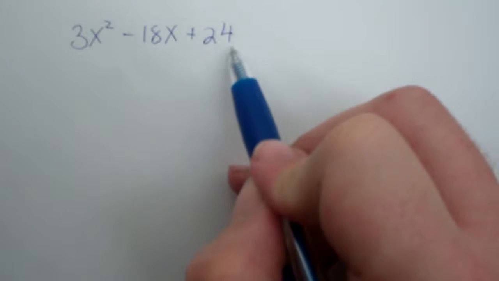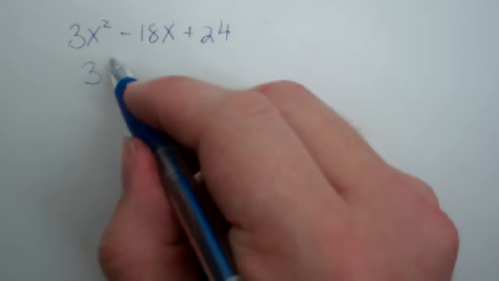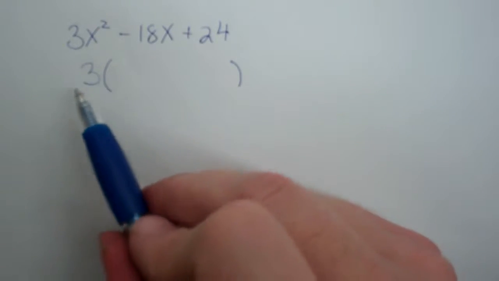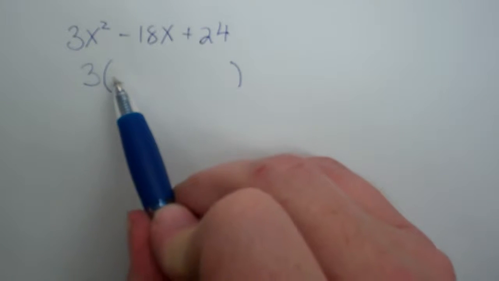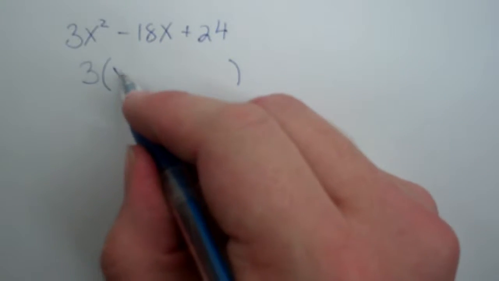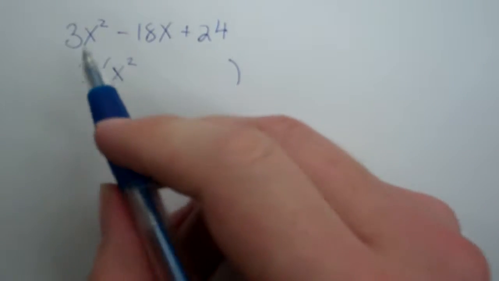Also, there is no x here, so I cannot pull out an x. So we pull out the 3. What's left on the inside when we pull the 3 out? Well, to decide that, we need to decide what has to go here so that 3 times this gives us 3x squared. That must be an x squared, because 3 times x squared is 3x squared.